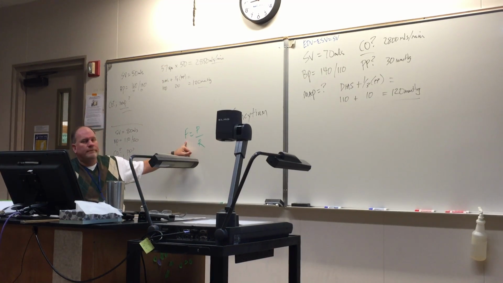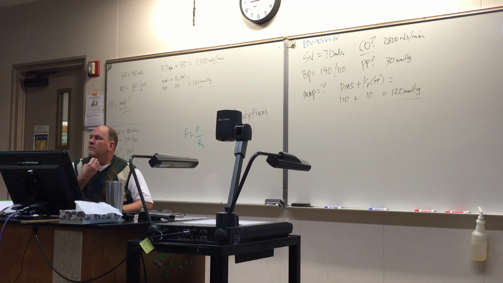Flow is what? Velocity. Flow is velocity. Where's blood moving the fastest? Arteries, squirting out of the heart. Big pressure, blood's moving fast. Where is blood moving the slowest? Capillaries, going through the drive-through. Capillaries have the slowest flow.